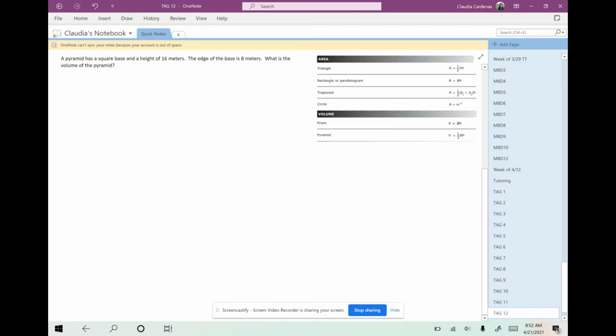A pyramid has a square base and a height of 16 meters. The edge of the base is 8 meters. What is the volume of the pyramid? If they are looking for the volume of the pyramid, I don't actually physically see a pyramid, so let's go ahead and draw a picture first.